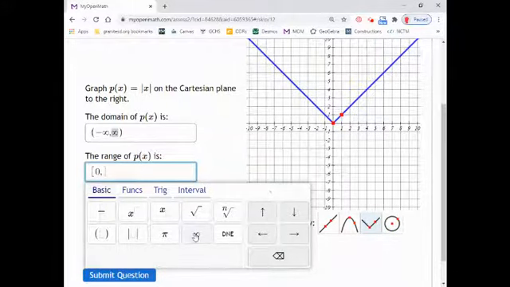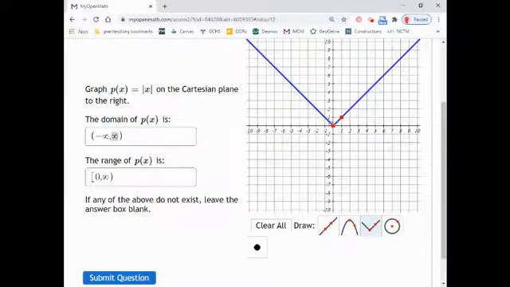And how high can it go? Well, as high as you want. But make sure you put a round bracket on the range, because infinity does not have a square bracket because you can't get to infinity. So the range goes from 0 as high as you want. So that's what this says, 0 and anything larger.